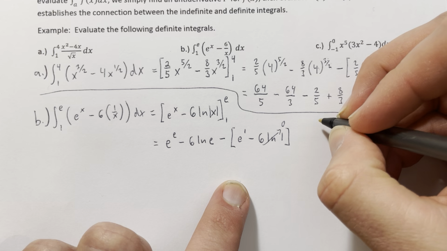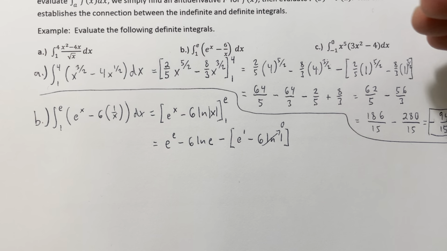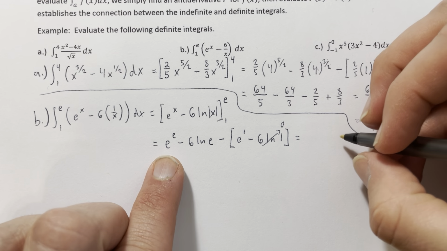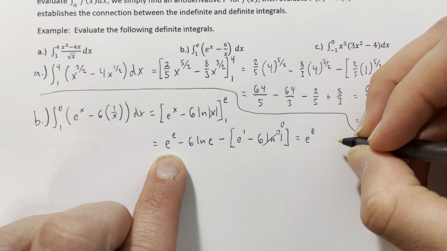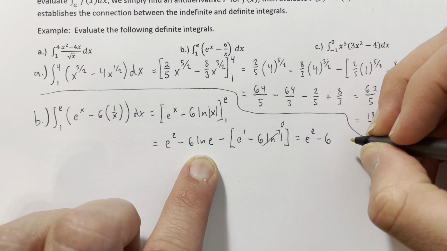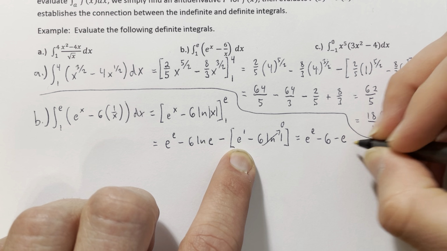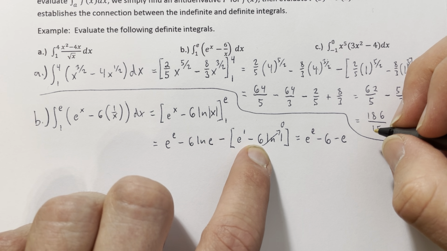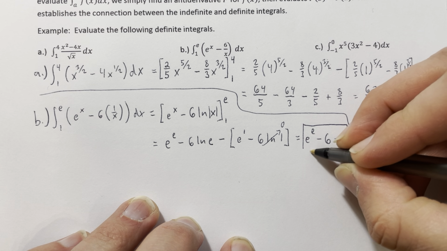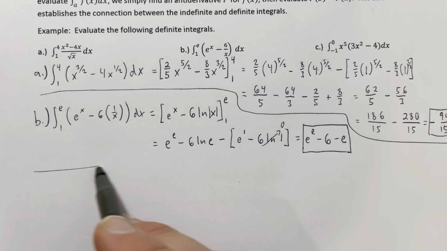This whole term will go to 0. Natural log of e is 1. Remember, the natural log is the log with the base of e, so that would equal 1. This simplifies down. I get e to the e minus 6, because that's negative 6 times 1, minus e to the first power, which is just e, so minus e. And then that minus changes that to a plus, but because it's just 0, it's not going to change anything. And so this is what my answer would look like: e to the e power minus 6 minus e.